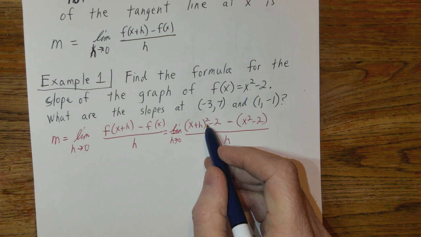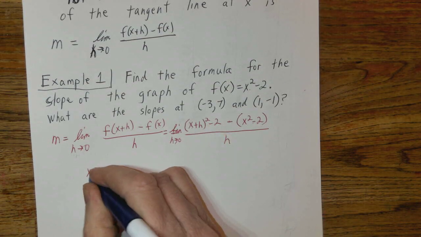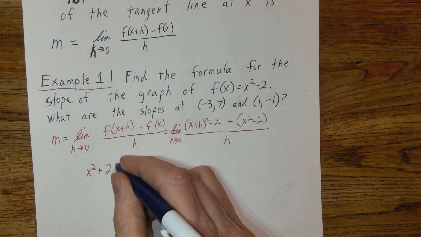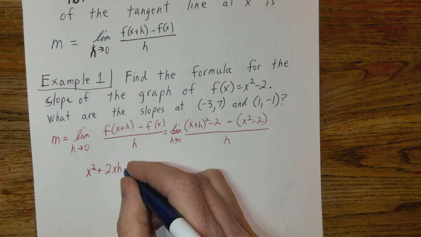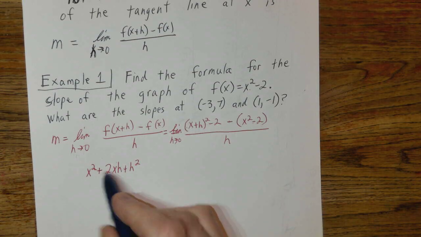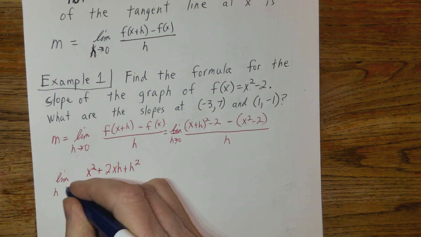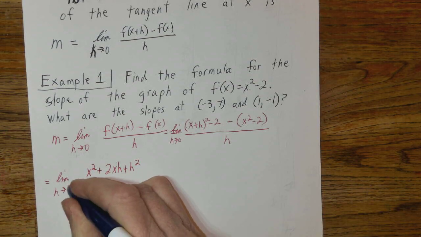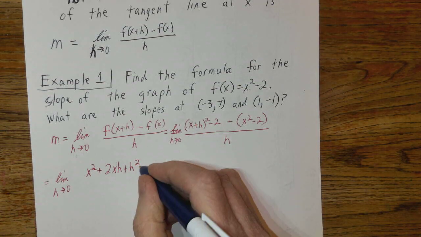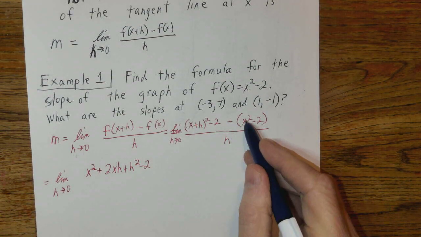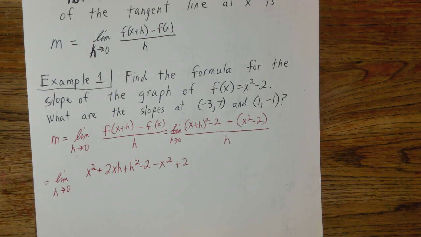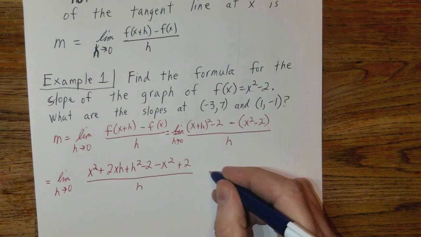Okay, x plus h squared. If I multiply x plus h squared, I'll get x squared plus 2xh plus h squared. That's what this is equal to. I've got to keep remembering, I tend to forget to write that limit each time. So that's this part. Then you've got your minus 2 here. And then let me distribute. Minus x squared and minus negative 2 is positive 2. And then that's over h.